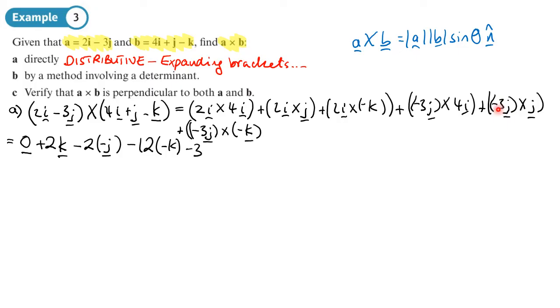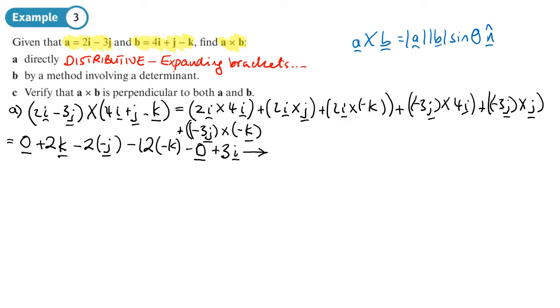And then I need to work out j cross j. Well, that's going to be, I didn't spot parallel, it's going to be 0, so there's no point putting minus 3 times 0. Let's just put 0, the 0 vector. And then we'll just move on to the last one here. We'll do negative 3 times negative k, or negative 1, so that'll give us 3 plus 3. And then we need to work out what j cross k is, because we've taken a negative out, and j cross k is i.